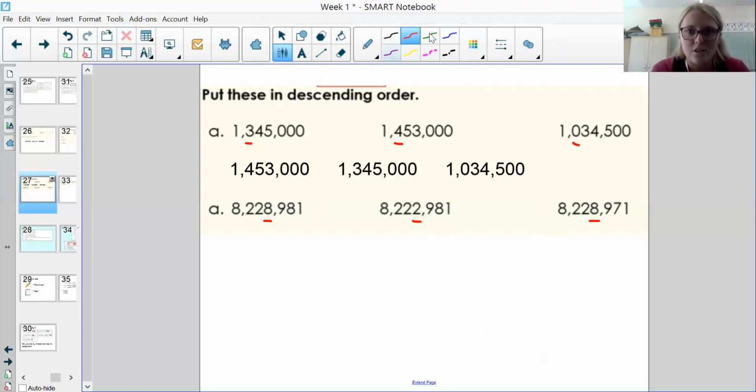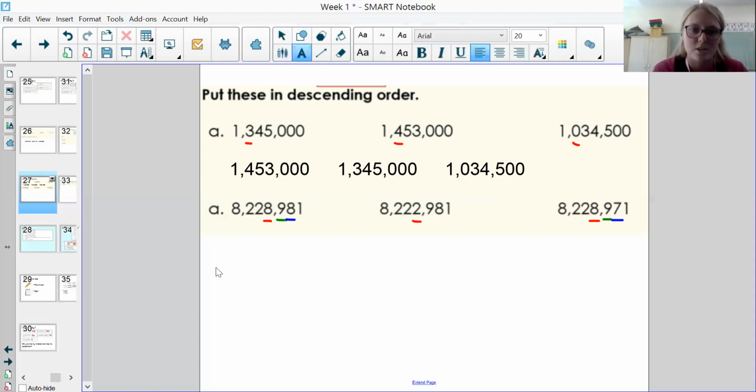Okay, so looking at the hundreds digit in these ones, we've got a 9 here and a 9 here. So they're the same, so we can't compare those. So look at the tens digit, we've got an 8 here and a 7 in this one. So is 8 or 7 bigger? Yep, 8 is bigger. So this one, 8,228,981 is our larger number. So that one goes first in our order.